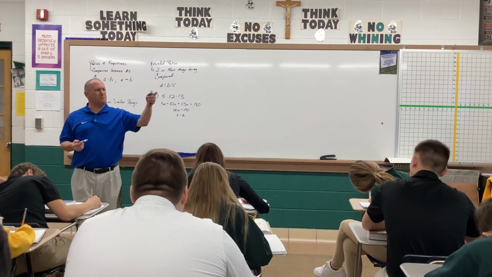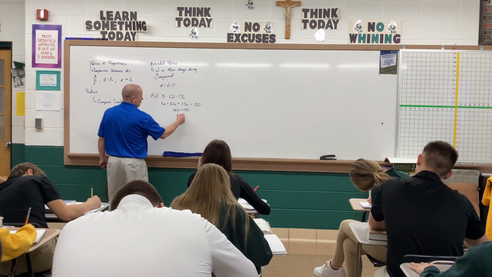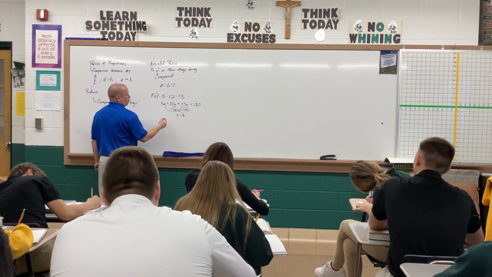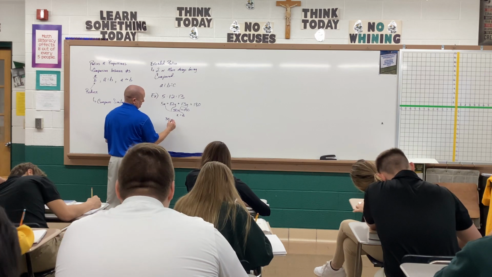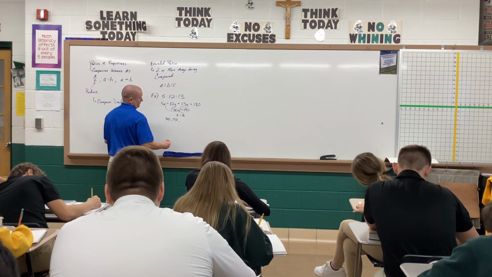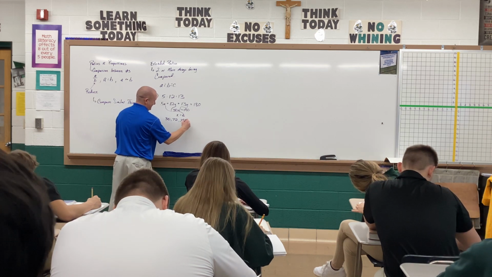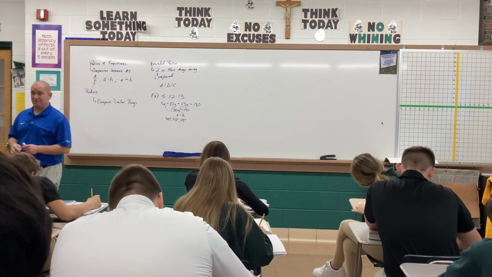It says find the measures of the angles. So then I have to go back and plug it back into my ratios, right? So what are my 3 angles? 72, 18, 78. Don't forget your degree symbol.